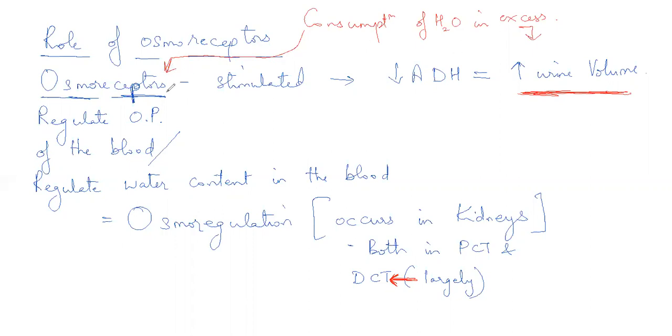Excess of the water would cause the stimulation of the osmoreceptors, decrease in ADH, and increased urine volume.